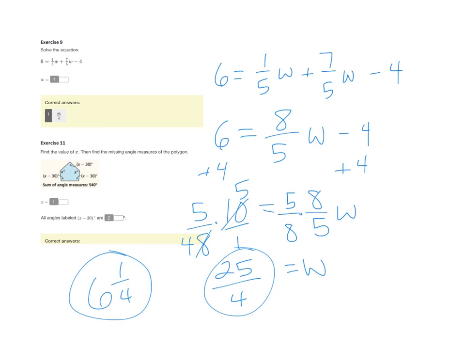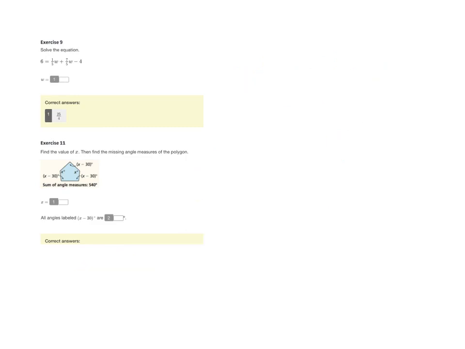Alright, let me clear this up and we'll look at exercise 11. So exercise 11, what we're going to do is we're going to add everything together. Because we know that the sum, when you add everything together, what you get is called the sum, has to be equal to 540. So I'm going to start here at the top and I'm just going to work my way around. And we're just going to write it out as addition.